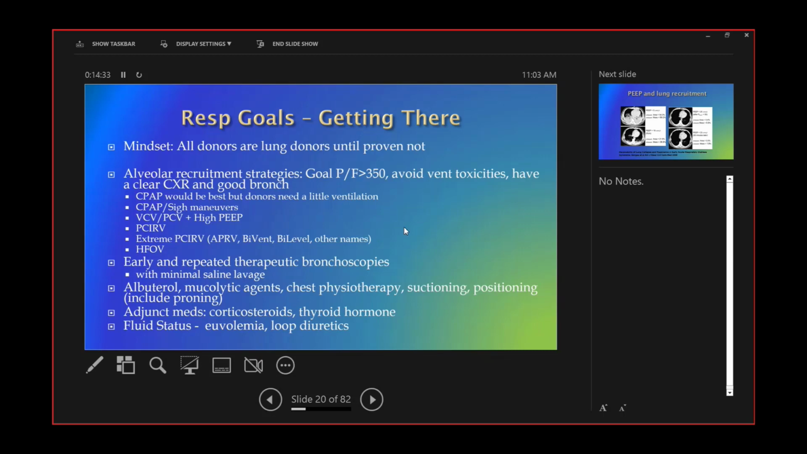You can do early and repeated therapeutic bronchoscopies to try to eliminate any kind of plugs or mucus or aspiration. And you want to do this with the minimal amount of saline possible, because you don't want to flood the lungs anymore. You can use albuterol or mucolytic agents, chest physiotherapy, suctioning, and positioning, including proning, which, since the whole COVID thing, has become much, much easier to do.